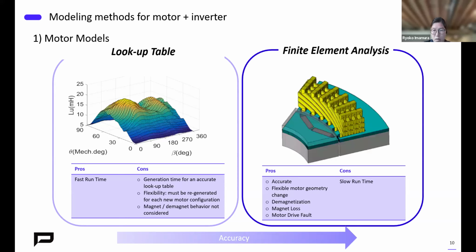Here is another method, finite element analysis, where magnetic fields, losses, and faults are calculated in detail using geometry and material properties. This method is highly accurate and supports any change in motor geometry or materials. FEA can capture magnetic loss, demagnetization, and drive force, making it suitable for robust design and failure studies. The downside is a slow runtime, especially during time-stepping simulation or multi-parameter sweeps.